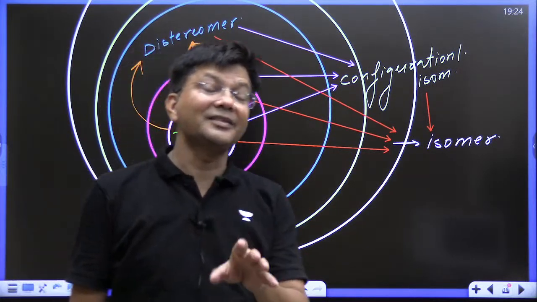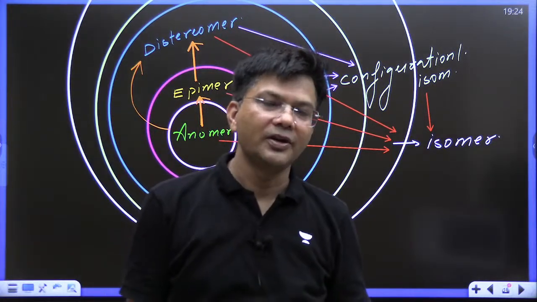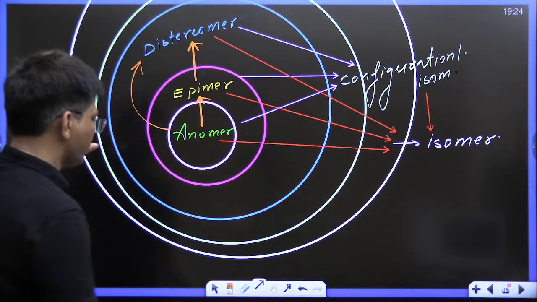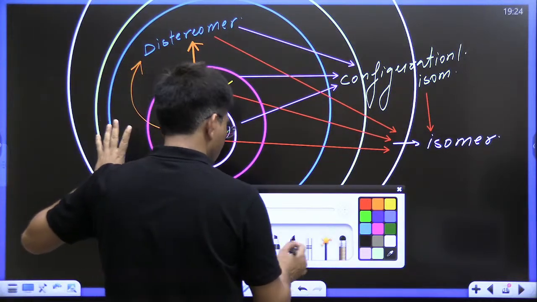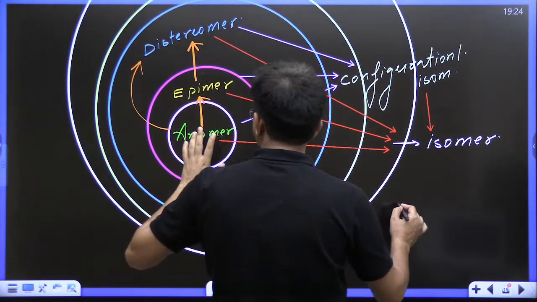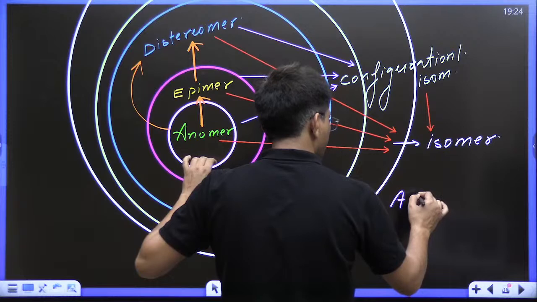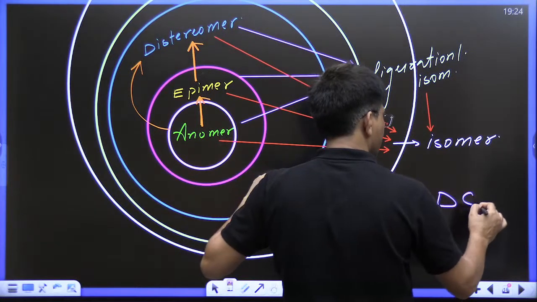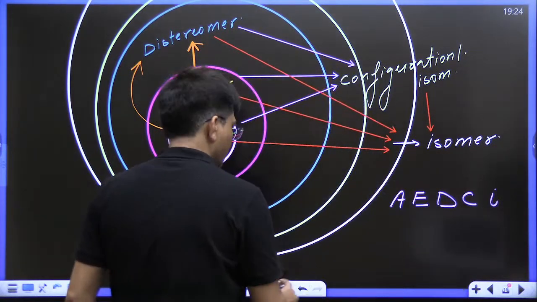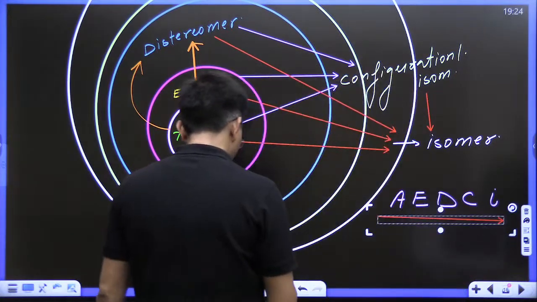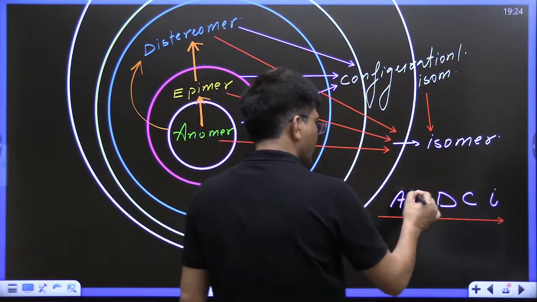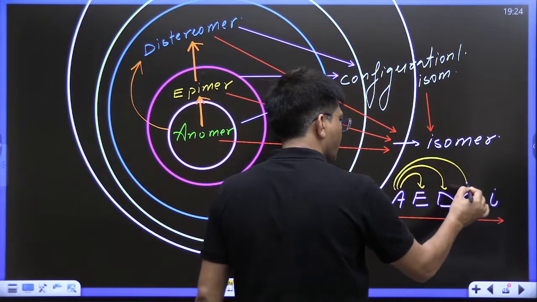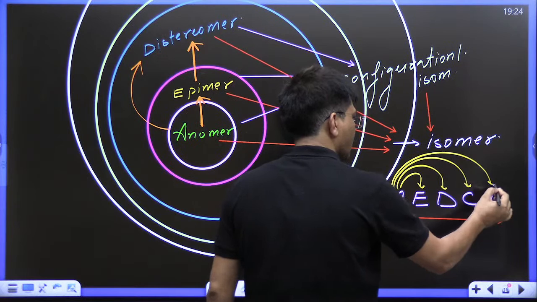This is the most confusing point, but I hope that you are able to understand that. Anomer, epimer, just try to think and correlate. If you're not able to understand, everyone try to correlate. All anomers are always epimers. All epimers are always diastereomers. They are configurational isomers. They are isomers. Now see what I am just trying to tell you, kids: all anomers are always epimers, all anomers are always diastereomers, all anomers are always configurational isomers, all anomers are always isomers.